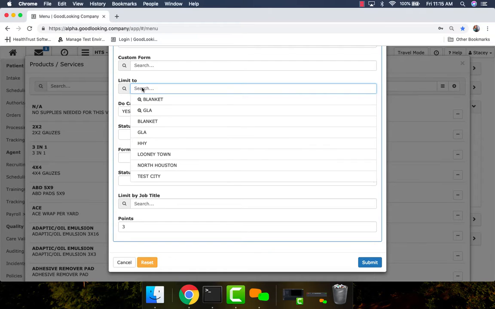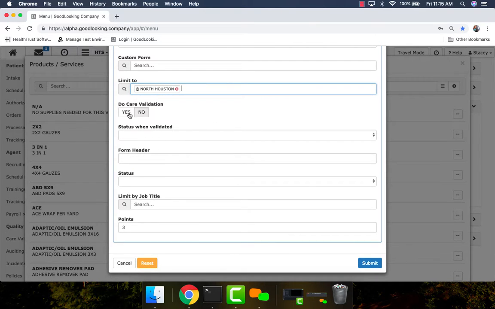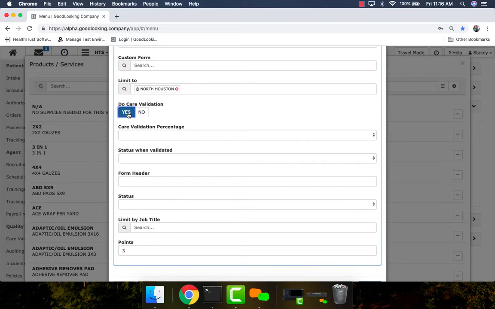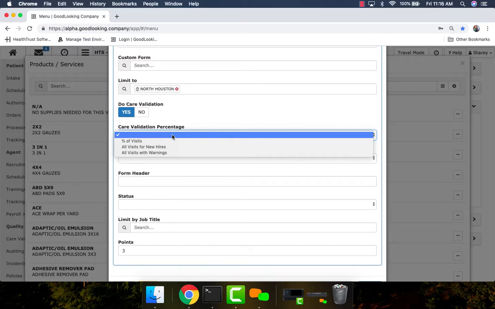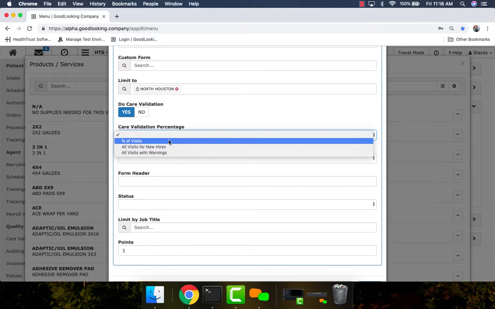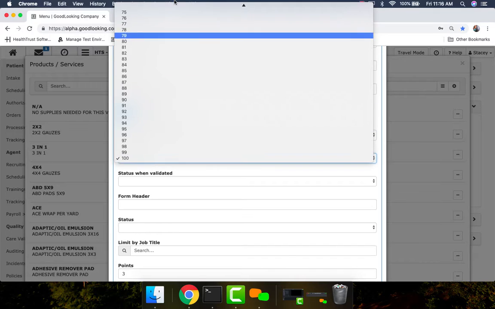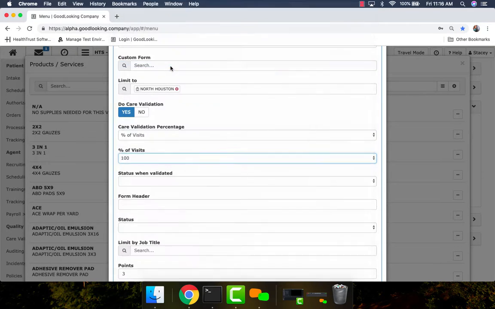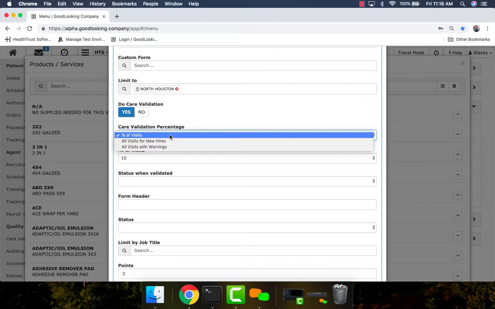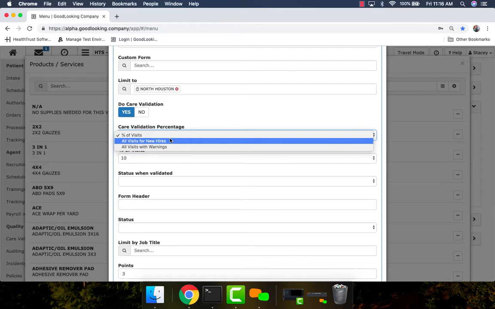And then if you wanted to limit this service to a particular location, you can do that. Whether you want to complete care validation on this visit, and based upon if you do want these notes going into care validation before they go to the billing process, you can actually control how many of those visits. For instance, if you want to randomly select 10% of your visits to go to care validation, then we can do that. Or if you want all of your new hires to have their documentation turned in, then you have that capability as well.